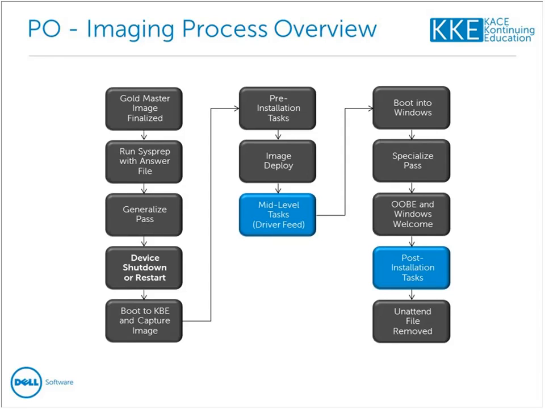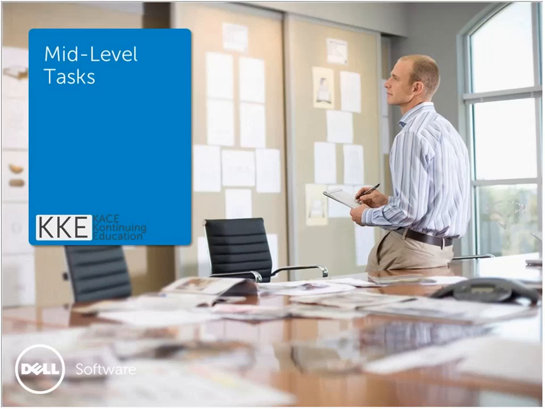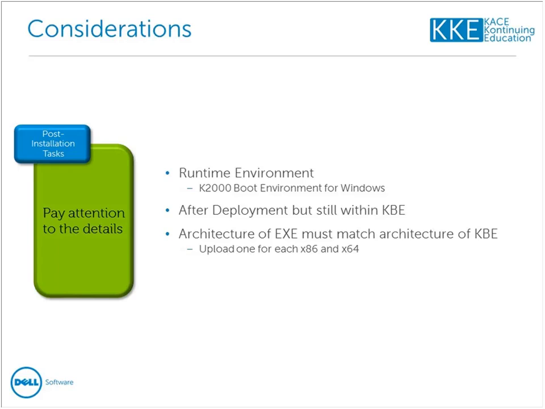All right. So now that we have an understanding of where we are in the process, let's take a look at the mid-level tasks first. First thing, we have to understand what a mid-level task is, and with the mid-level tasks, we have to pay attention to the details. First thing that we want here is the runtime environment. And the runtime environment, when we are creating application or batch script type tasks in our K2000, we have an option for the runtime environment.